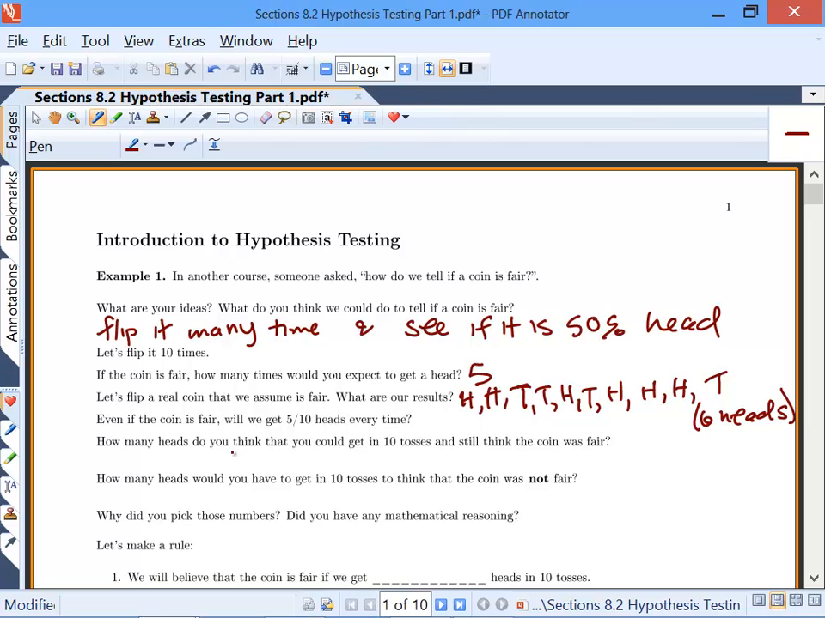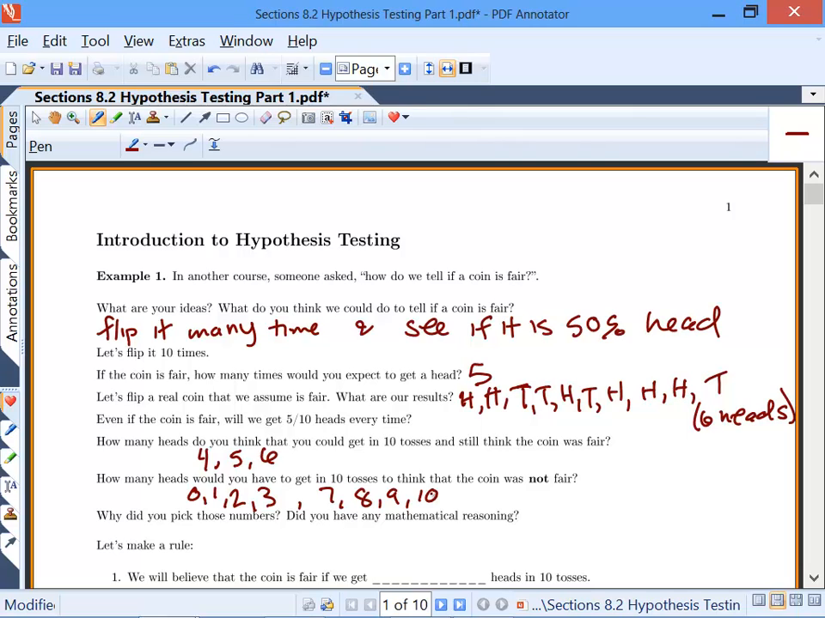Let's see, are you going to include the 5? Let's start there. So you're going to include the 5, you're going to include the 6. If you include the 6, you should probably also include 4. How many people want to go to a 7? Only a few of you. Most of you want to say the 4 and 6. So we'll say 4, 5, and 6. Then how many heads would you have to get to think that the coin was not fair? According to our 4, 5, and 6 to make it fair, we'd have 0, 1, 2, 3, and 7, 8, 9, and 10 would be our rule for if it is not fair.